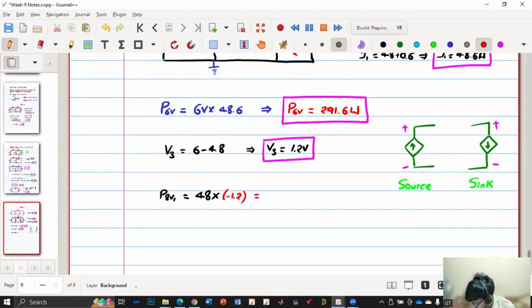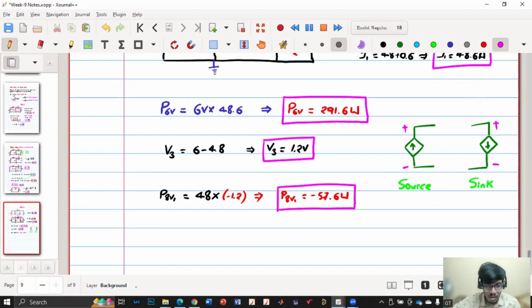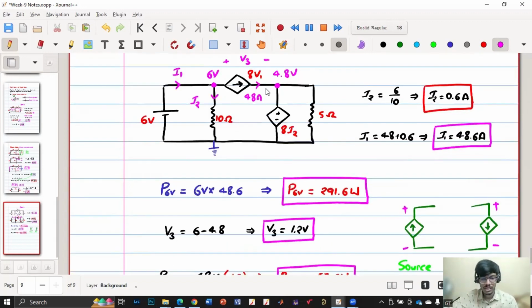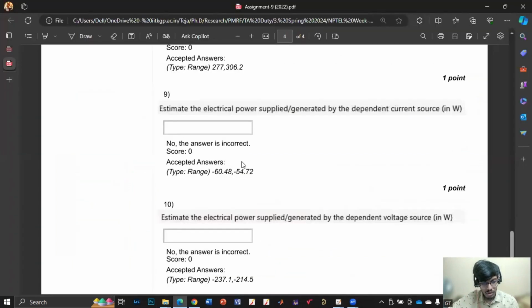So this will be our P8V1. If you multiply 1.2 by 48, you will get 57.6 with a minus sign. So did you understand? You have to be careful whether it is a source or sink and see whether it is a positive sign or a negative sign. Got it? Yes, sir. Okay. So we'll check whether it is matching. It is inside the range, so it is matching.